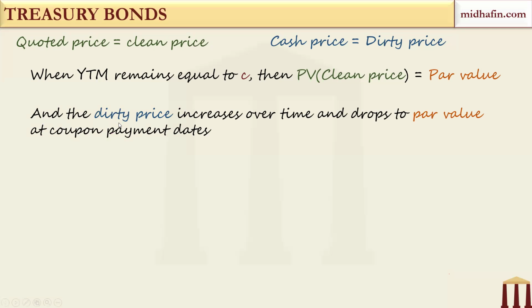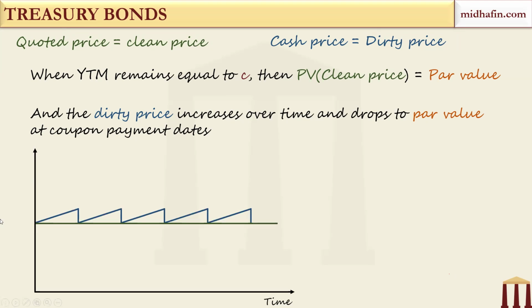What happens in the case of dirty price is that dirty price increases over time. Let's say today is time 0, and every 6 months the coupons will be paid. We will consider just a 1 year period. From today, dirty price and clean price will be equal because no coupon payments are due right now. 6 months are exactly left. Now, as the days pass, clean price will be a straight line going forward like this, but dirty price will keep on increasing.